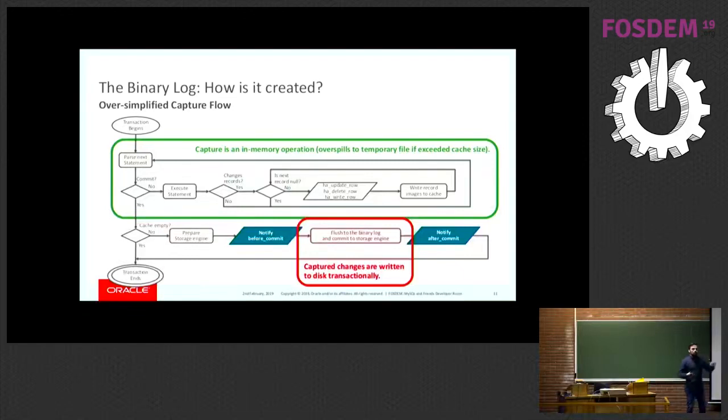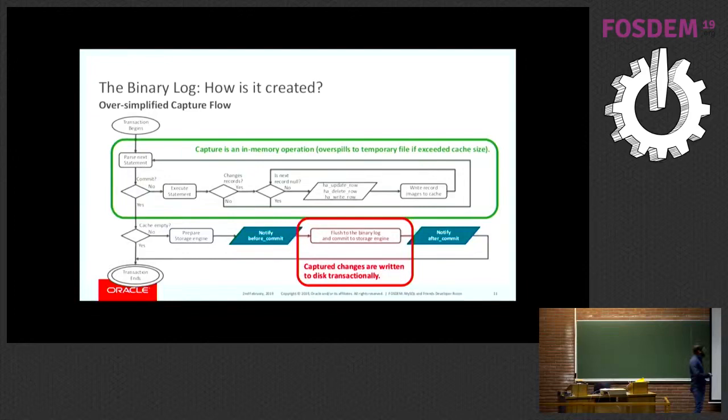So when the data is propagated from the SQL layer to the storage engine, we intercept the changes, the row changes, the record changes. We capture those, we put those changes in a memory cache, in a memory buffer, and we buffer this until the commit comes. When the commit comes, we get this prepared in the storage engine. So internally, we run a two-phase commit between the bin log and the storage engine.